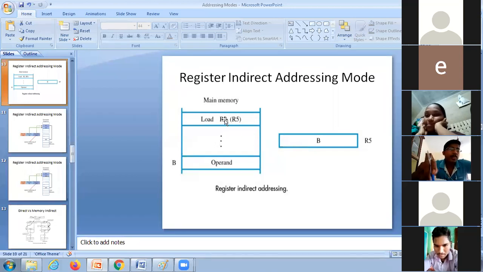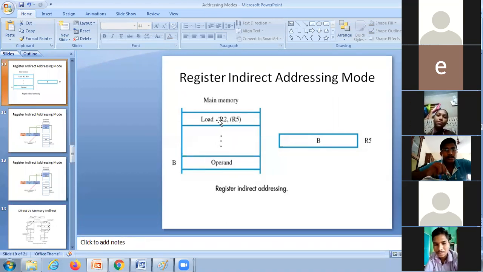I will repeat once again. I think there may be some confusion. Here load R2, R5. R5 will have the parenthesis. Parenthesis means memory. Within the parenthesis, R5 will have the address of the operand. This R5 contains the address B. Then this B is the location where we need to store the operand.